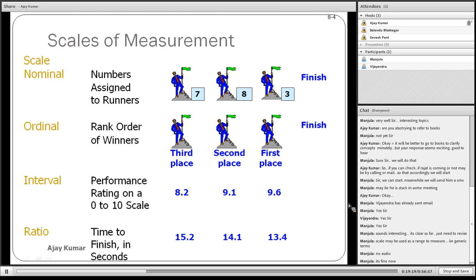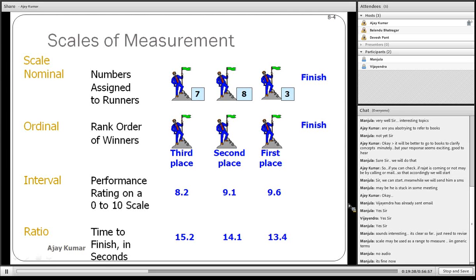At the same time, something has been additionally added to it, and hence it becomes a little better scale than nominal and ordinal. And then when we talk of the ratio scale, it has the properties of all the above three scales, but it also has, fundamentally and by its definition, some properties which none of the above scales have.